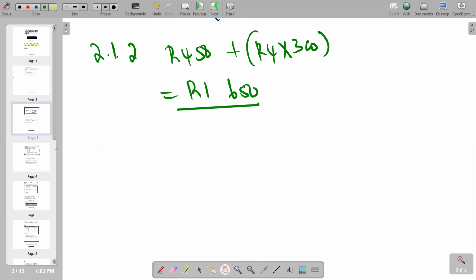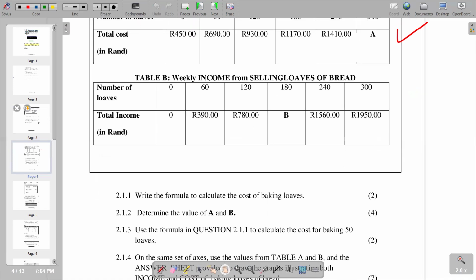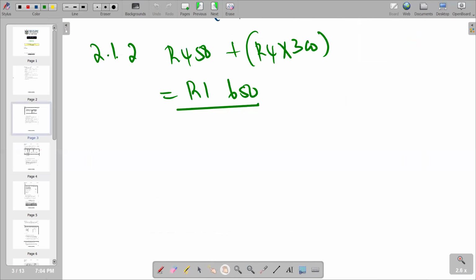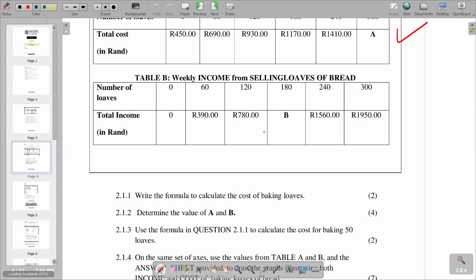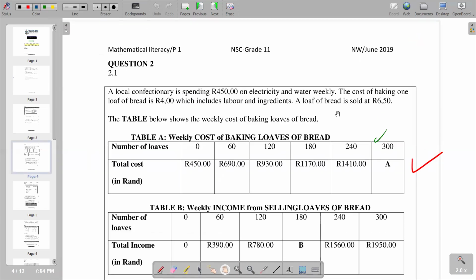So moving on to the next part of our question, B. We are also able to calculate our B. Very simple. Remember, this was the calculation of A. So now we are calculating B. On B, it's the weekly income from selling loaves of bread. We see that at zero loaves, we've got nothing, so it's a direct proportion between our number of loaves and total income. So we check the income per loaf, which we are given as a loaf of bread sold at 6 rand 50, which means this is the income per loaf.